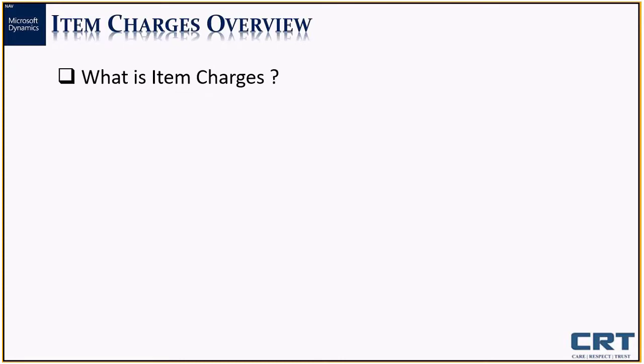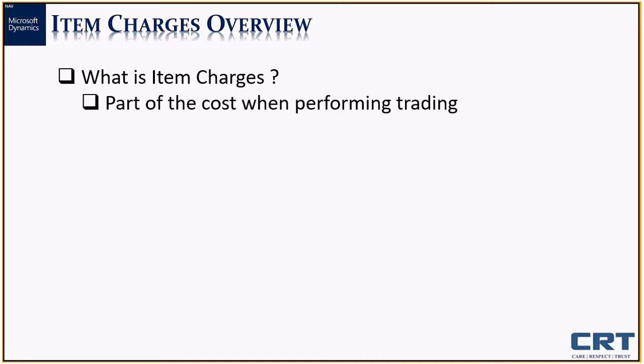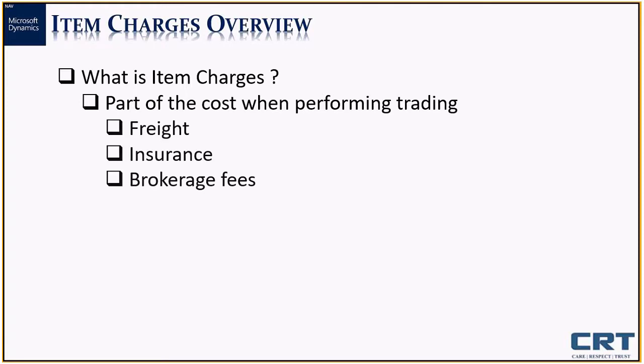So basically, what are item charges? Item charges will be viewed as part of your cost for your item when you're performing trading. Examples are the freight charges, the insurance, and the brokerage charges. When you buy your item, you will transfer these charges as part of the cost of the item, right? And this cost of your item will also affect your profit for selling this item. So that's why we call it item charges.